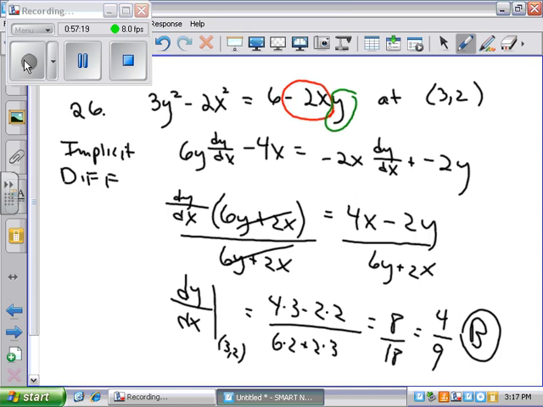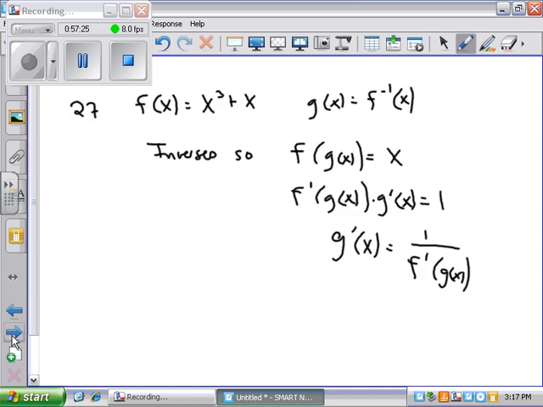Now 27 is probably the one that you're going to like the least, but once you know this, guys, in case this question comes up, it is a good thing to know. Here's the thing about inverses. When you take the composition of a function and its inverse, you always get x. Of x, you get x.